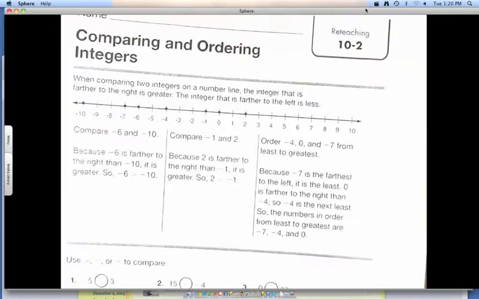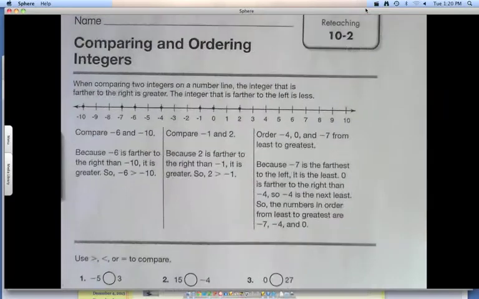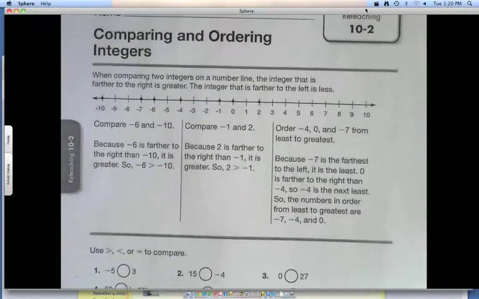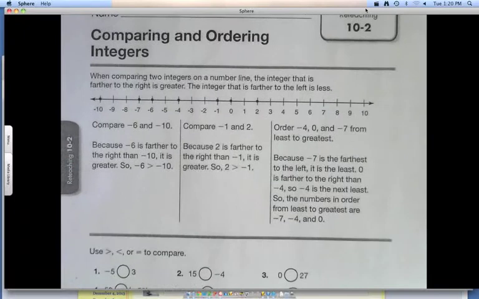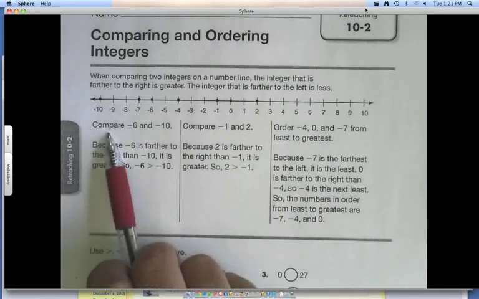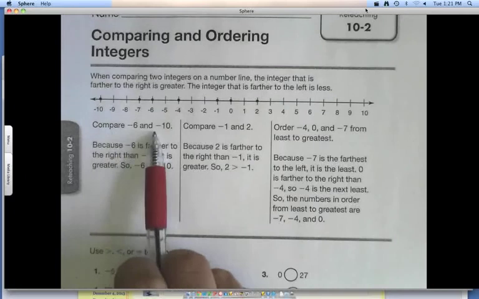When taking a look at lesson 2, it switches from understanding integers to actually comparing and ordering integers. Now you need to remember, on a number line you have negative and positive numbers. Anything left of 0 is going to be negative, and anything to the right of 0 is going to be positive. The integer that is further to the left is going to be considered less than that of an integer to the right.